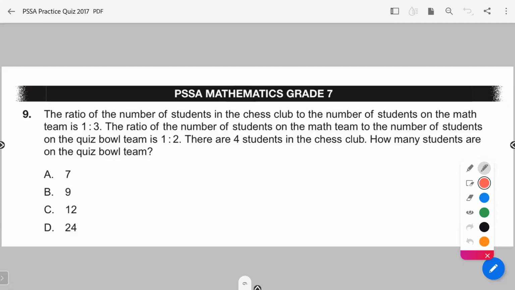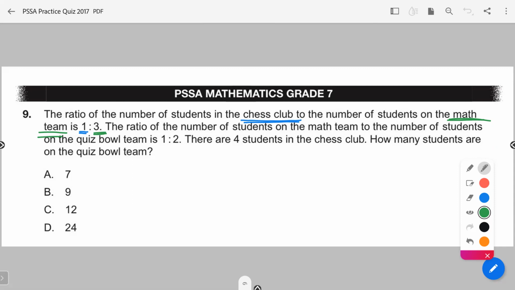If I read the first sentence, it says the ratio of the number of students in the chess club to the number of students in the math team is 1 to 3. That means the chess club is the 1 and the math team is the 3, because of how they're worded from left to right. Chess was before math, and when we give our numbers, the way the numbers are ordered in my ratio has to be the way they're worded in the problem with my nouns, right? So chess club, math team, 1 to 3.